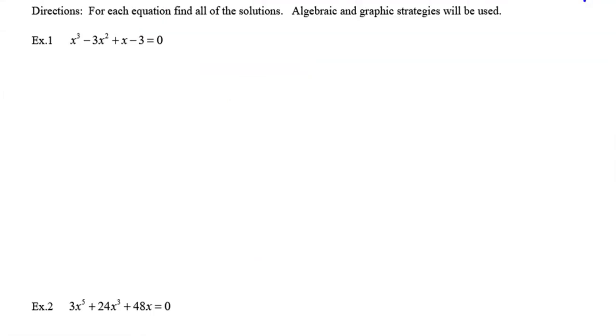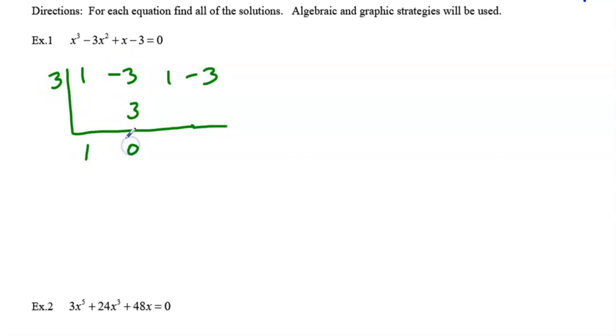Now, I have to divide that into this function. I have to divide the whole thing by the factor x minus 3. Or I can use some synthetic division and divide by 3. So I'm going to go 1, -3, 1, -3. Those are my coefficients of the polynomial. And I'm just going to do the math. So bring down your 1, 3 times 1, -3 plus 3, so 0. 3 times 0, 0. Adding. 3 times 1, 3, adding.